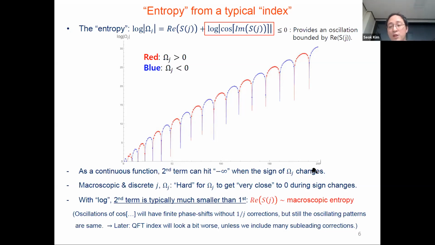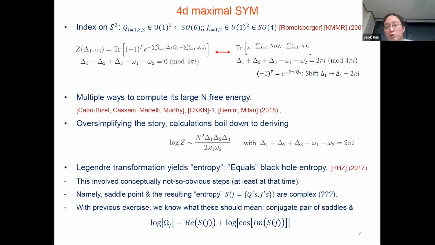Yeah, that's all I wanted to say with this toy model. And next I'm going to move to a more challenging example, the index of the 4-dimensional maximal super Yang-Mills. Actually, it's the radially quantized quantum field theory, so it's given a mass. So it's really looking like a thermal partition function of the quantum field theory in the BPS sector.